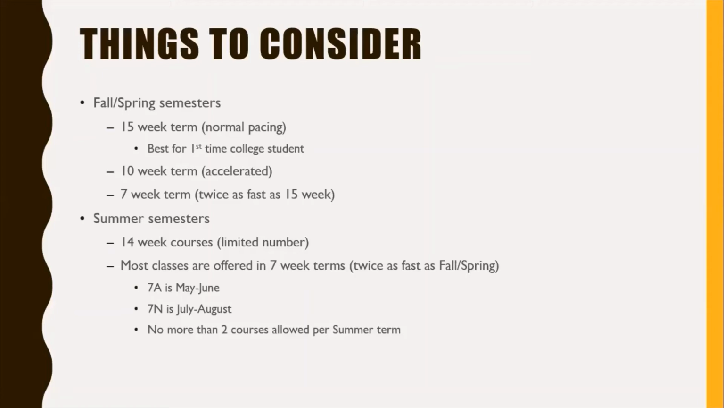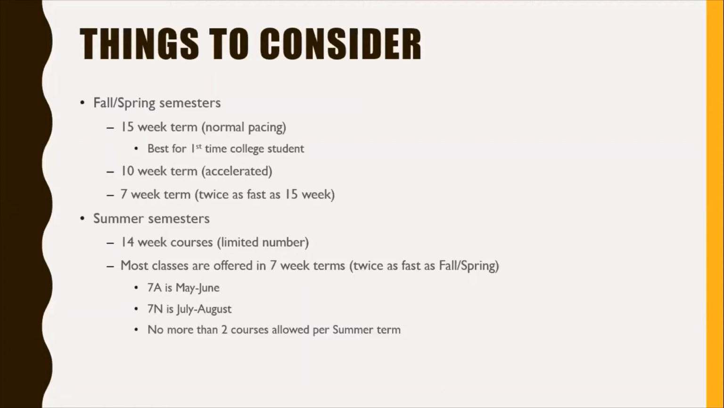The next option you can choose from is our 10-week term. This is an accelerated term. So during this 10 weeks of the term, you will still be responsible for learning and accomplishing 15 weeks of content. So this will be very fast. The last option is a 7-week term. This is going twice as fast as the 15-week term. So you'll have 15 weeks worth of content in 7 weeks.